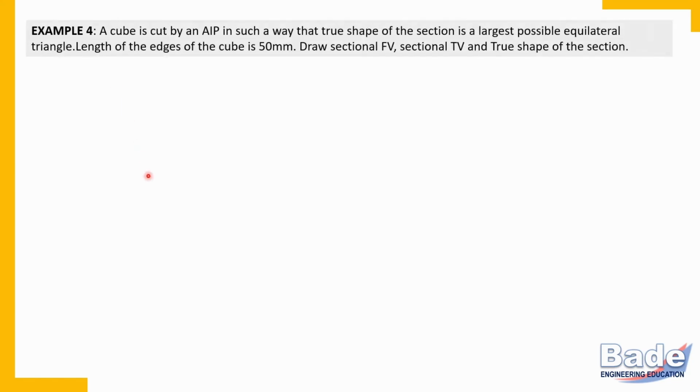Now read this problem. A cube is cut by an AIP, that is the cutting plane line, in the front view in such a way that the true shape of the section is the largest possible equilateral triangle. That means it should have 3 corners only. The length of the edges of the cube is 50 millimeters. Draw sectional front view, sectional top view, and true shape of the section. So you are not asked to draw the sectional side view. We'll draw only the front view and top view of the cube.